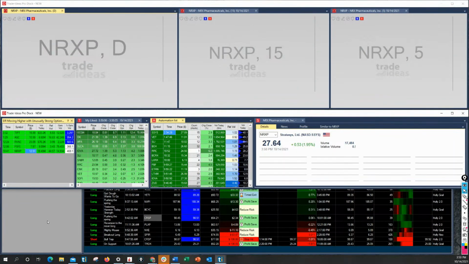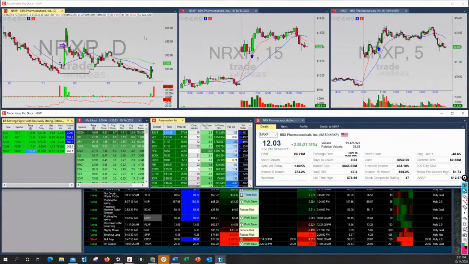This was a really nice one there that came through, NRXP. Pretty clean for those 45 plus minutes, and you had this wobble up here to get out off that. You had a long time to get out with some money on that trade. Trade management, best scanner in the world. If you can't manage that trade, it won't matter though. This one, not so much.